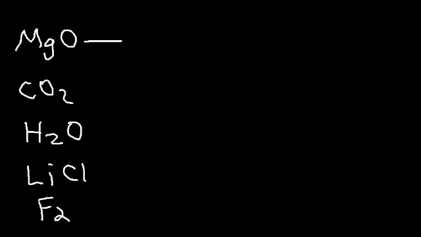So, MgO, magnesium oxide, is it ionic or covalent? Magnesium is a metal. It's found on the left side of the periodic table. Oxygen is a nonmetal. Whenever you have a metal and a nonmetal combined, this is going to be ionic.